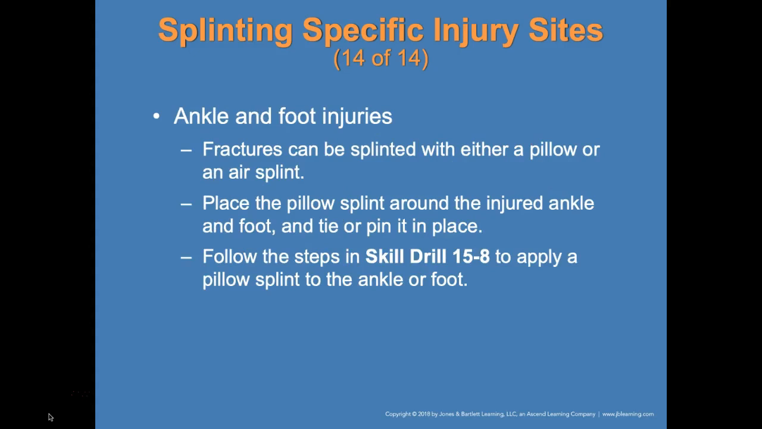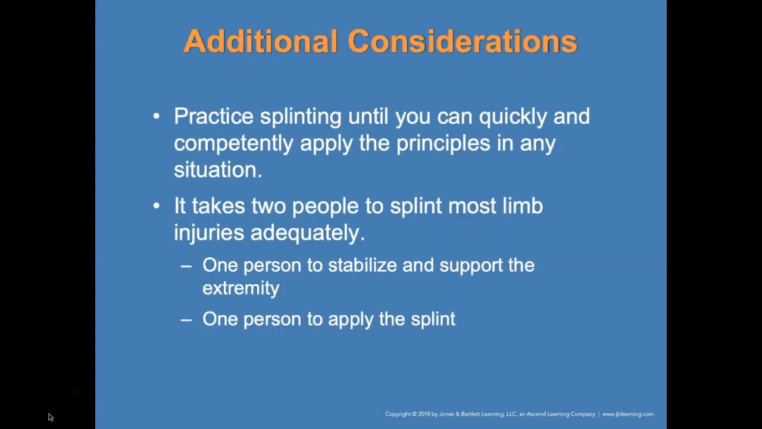Ankle and foot injuries. So these fractures can be splinted with either a pillow or an air splint. So you take a pillow and you need to form it around that foot. Then we're going to tie it or pin it in place. There's a skill drill, just like I just said. We're going to place it in there, form it around that foot, mold it around that foot, secure it with cravats, swaths, bandages, whatever we got, and then we're going to check for pulse, capillary refill, and sensation down there.